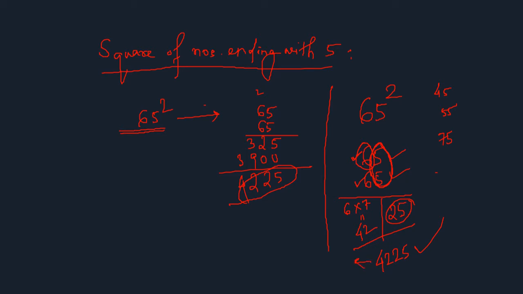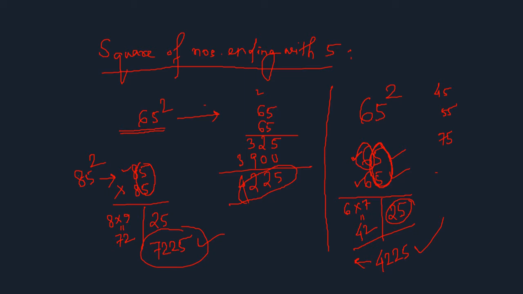Let's understand it with the help of another example. Let me take 85. You need to obtain 85 square. Going by the method I just taught, you can represent it like this. It's 85 into 85. So firstly you need to multiply the 5 and 5 to fetch 25. The second thing that you need to do is multiply 8 by the number succeeding it. In this case, it's 9. So 8 multiplied by 9 gives you 72. So the result that will be obtained is 7225. See, it's that easy.